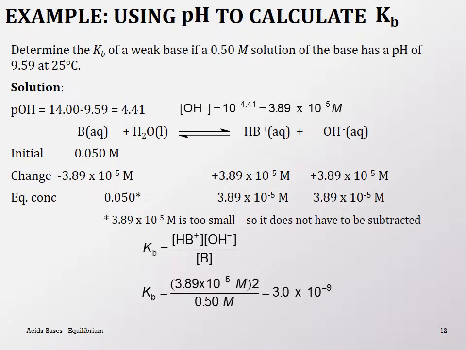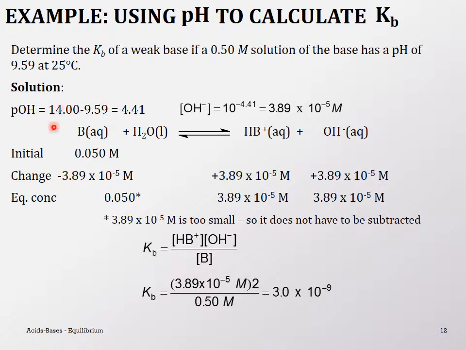So let's do a calculation for Kb, and this is using pH to calculate Kb. pH is for acids and Kb is for bases, so you can see there is going to be a slight difference in the calculation. The question is, determine the Kb of a weak base if a 0.5 molar solution of the base has a pH of 9.59, again at 25 degrees Celsius, which is useless information for us right now.